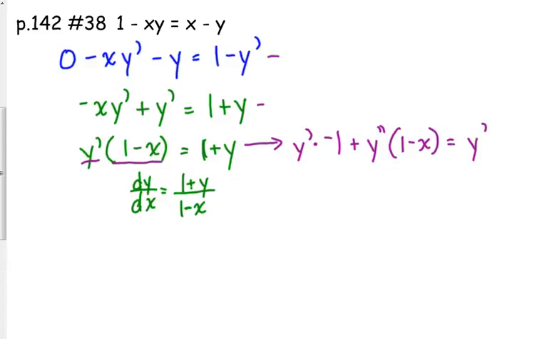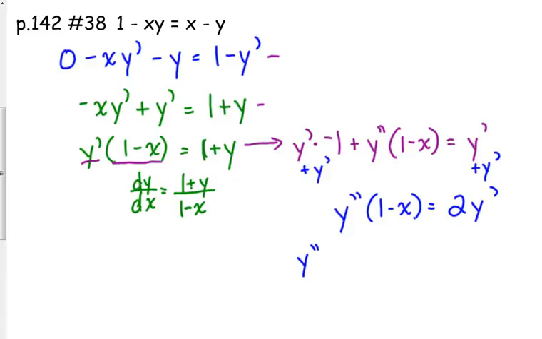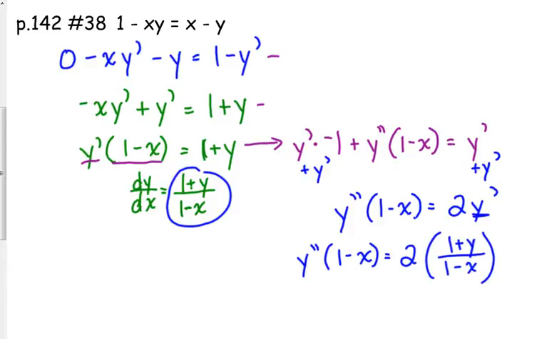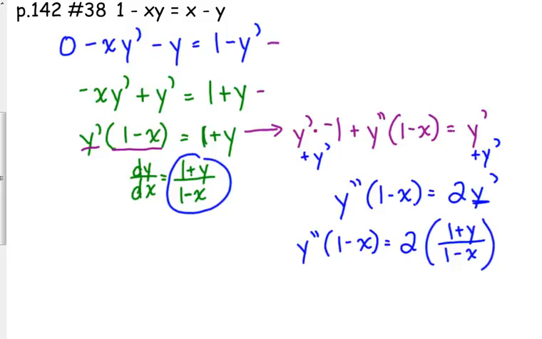All right, so let's see here. This is a negative y prime, so let me add it to the other side. So I've got y double prime times 1 minus x is equal to 2y prime. Now, before I completely solve for y double prime, I'm going to plug in my dy over dx from that previous step. I'm going to leave the left side alone for the moment. On the right side, for y prime, I'm going to plug in dy over dx, 1 plus y over 1 minus x. Then I'm going to isolate y double prime by multiplying by 1 over 1 minus x, so make it go away over there.